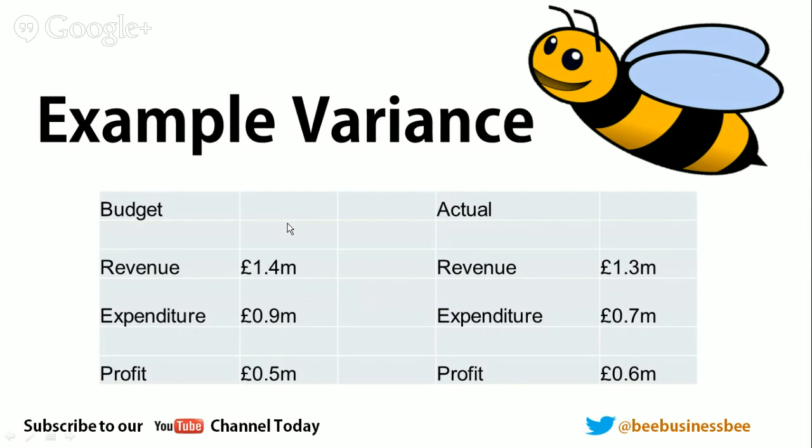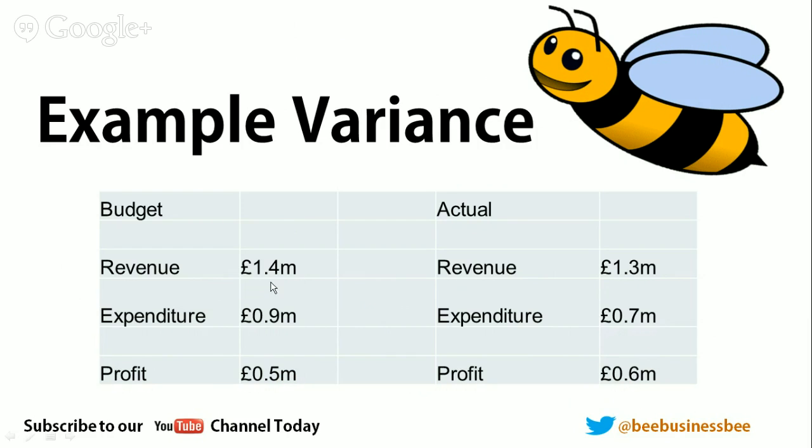So, as you see on your screen now, you've got a budget. And you've got the actual figures. As you can see over here, you've got a revenue of 1.4 million on the budget, and you've got an actual of 1.3. You've got an expenditure on the budget of 0.9, and you've got an expenditure on the actual of 0.7. And profitability-wise, 0.5 million and 0.6.